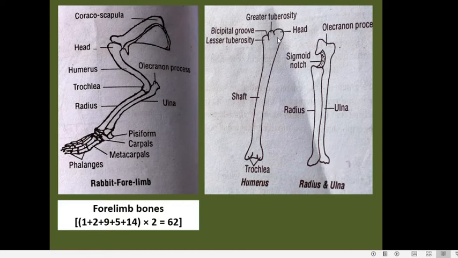Now, apart from the head, there are 2 more protuberances which are called the greater tuberosity and the lesser tuberosity. In between the greater tuberosity and the lesser tuberosity, there is a groove which is called the bicipital groove. So this is the bicipital groove, and this bicipital groove is meant for attaching the tendon of the biceps muscle. The tendon of the biceps muscle attaches here. Coming to the distal end of the humerus, it has a pulley-like region which is called the trochlea. So these are the structural features of the humerus which supports the upper arm or the brachium in rabbit.